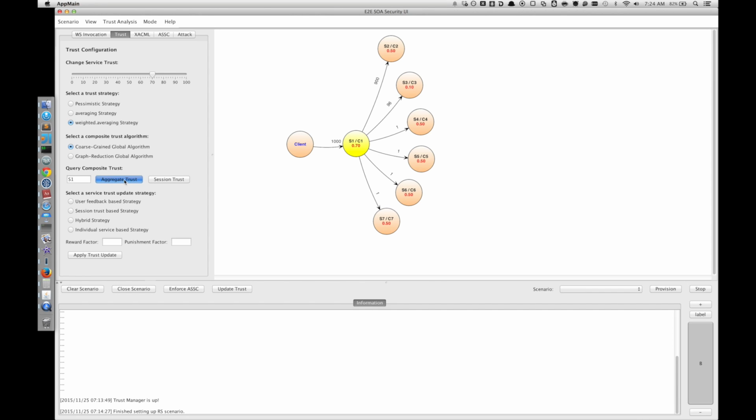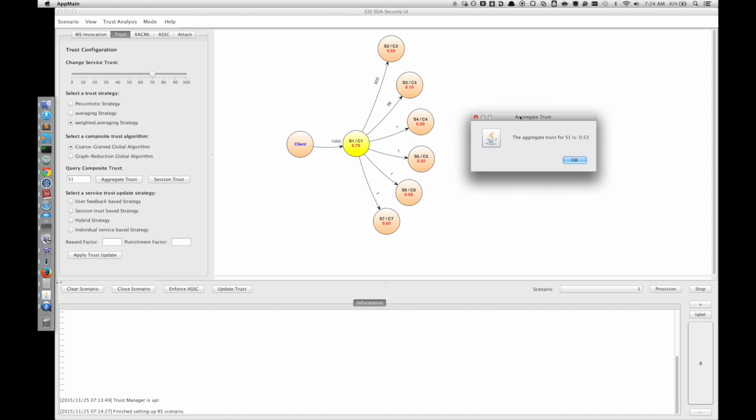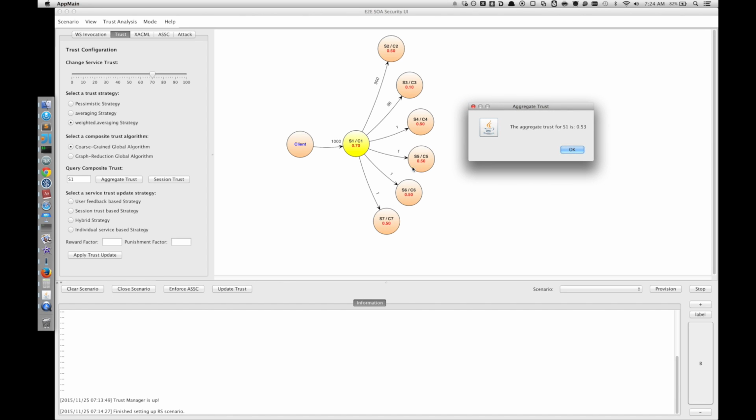Now let's see how this works so far. We see that by taking this PageRank weight, this trust algorithm has increased from 0.47 to 0.53. And the main reason, as I said, is that S1 has a much higher weight and is much more important compared to S2 to S7.